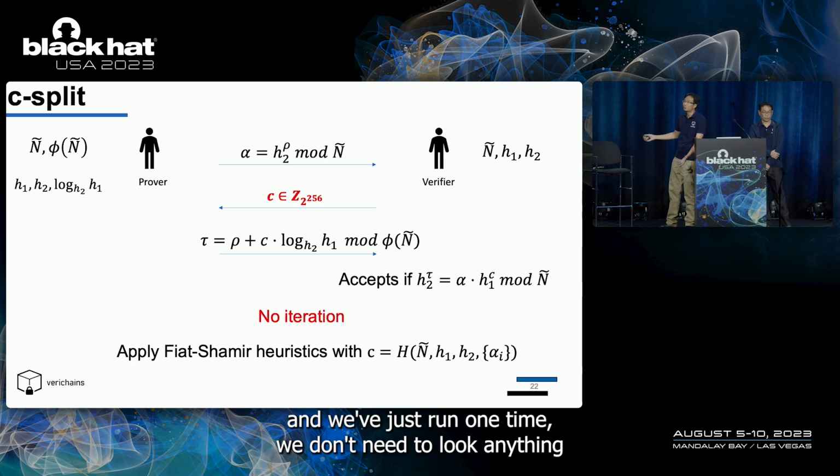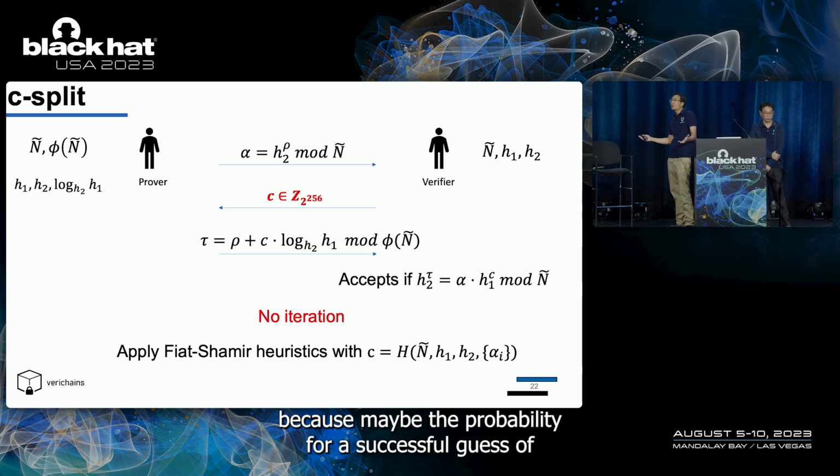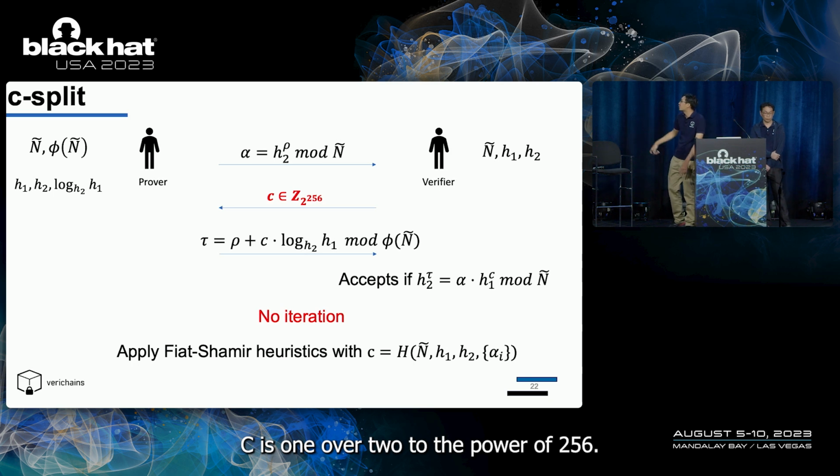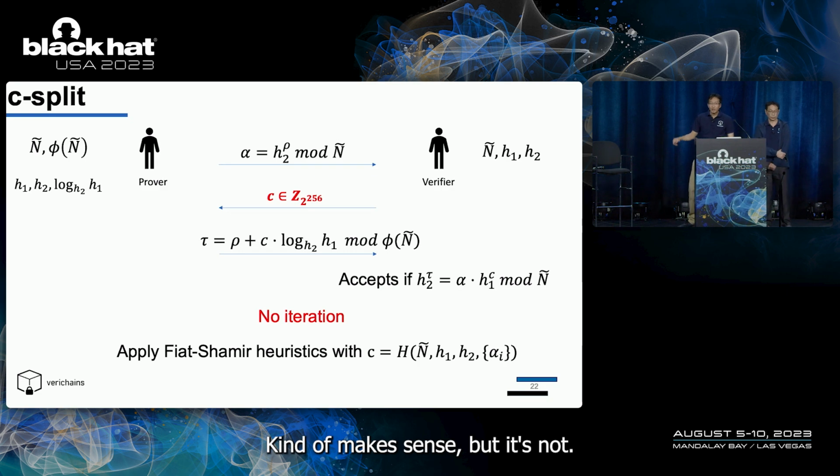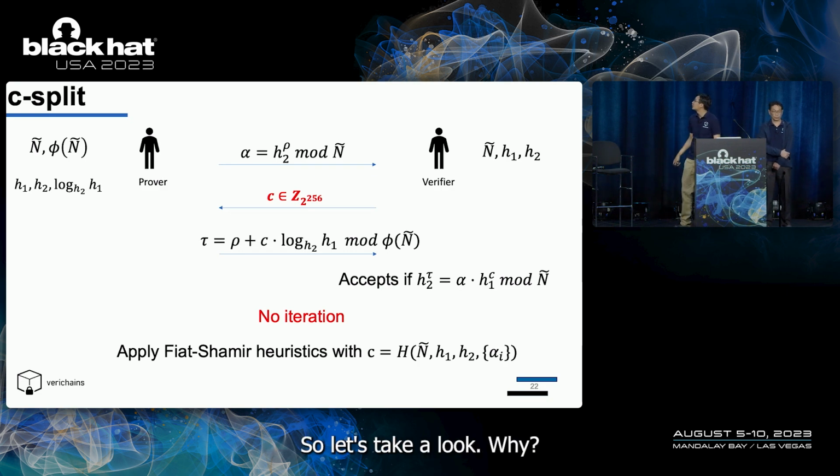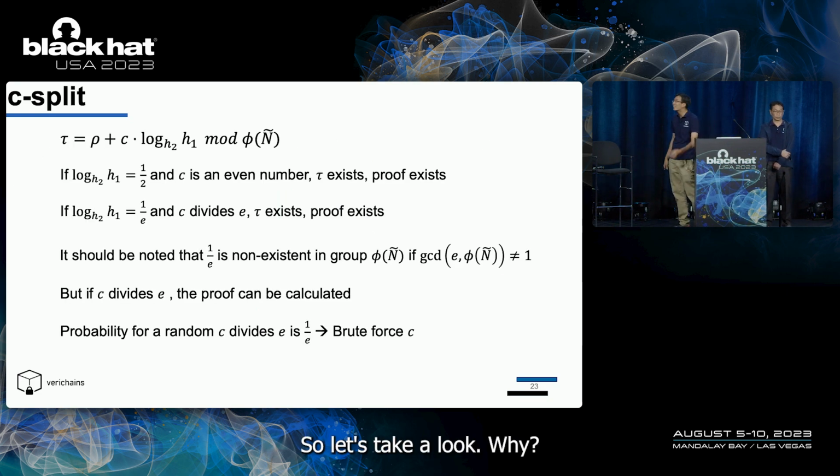We don't need to loop anything because the probability of a successful guess of C is 1 over 2 to the power of 256. Kind of makes sense, but it's not. So let's take a look at why.